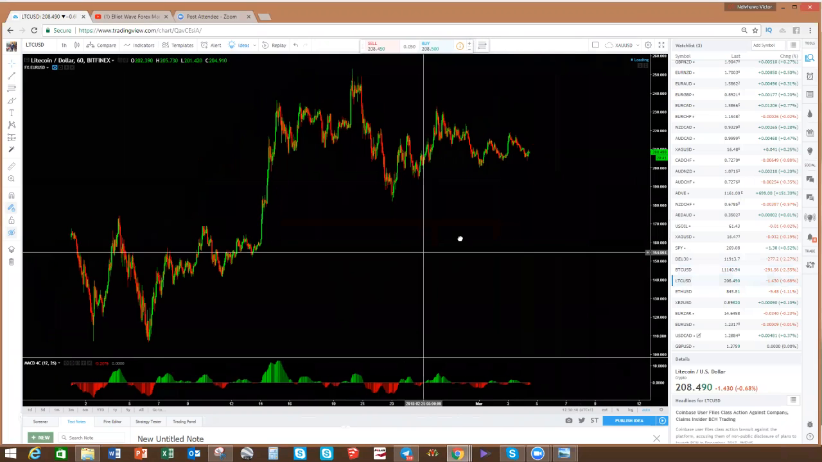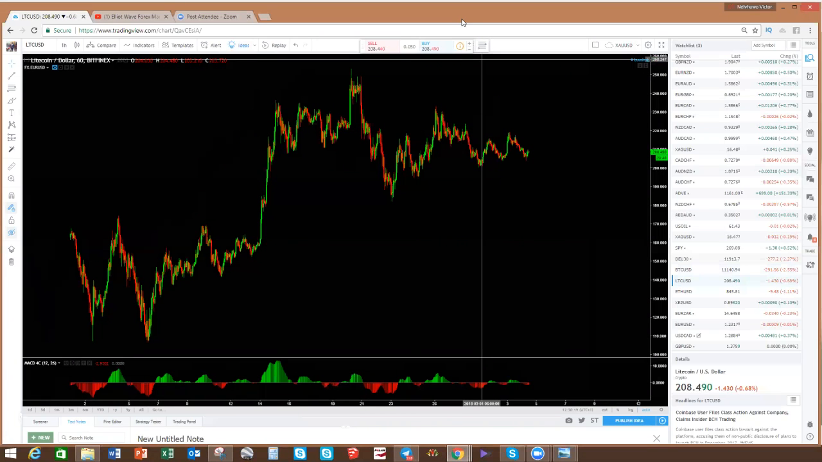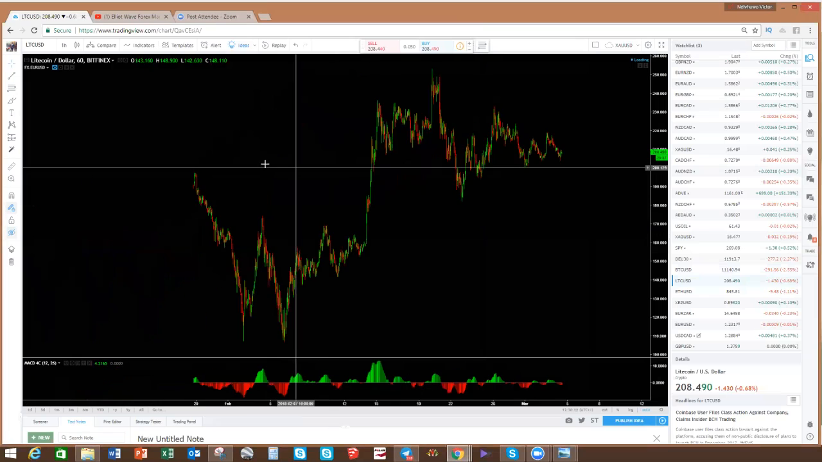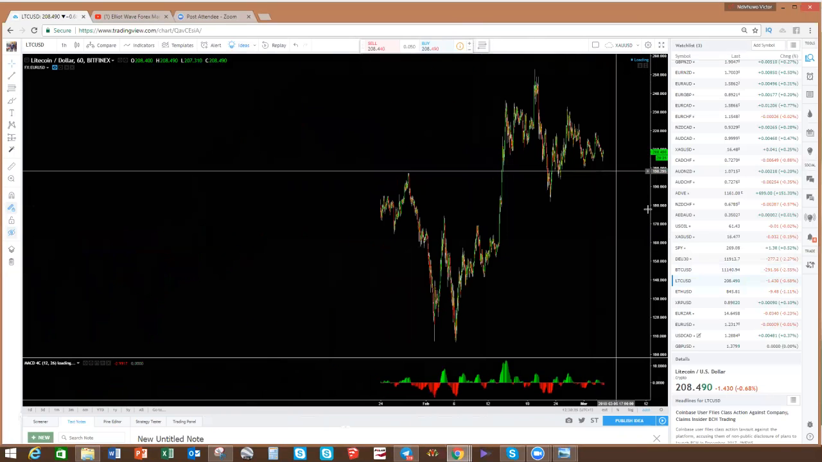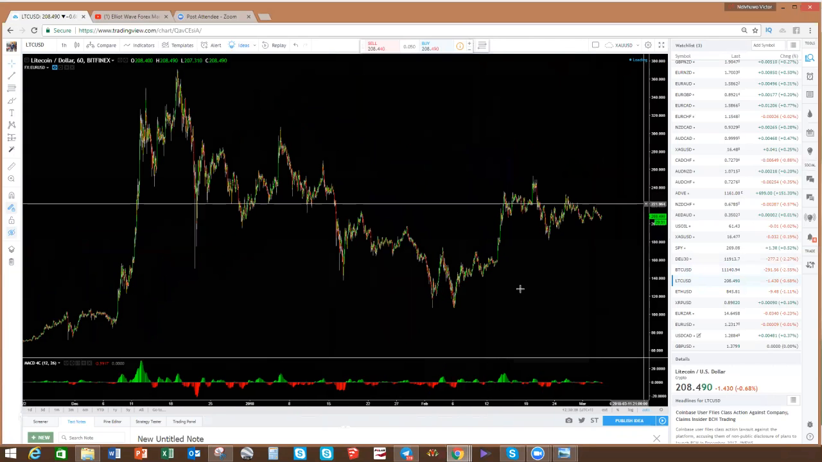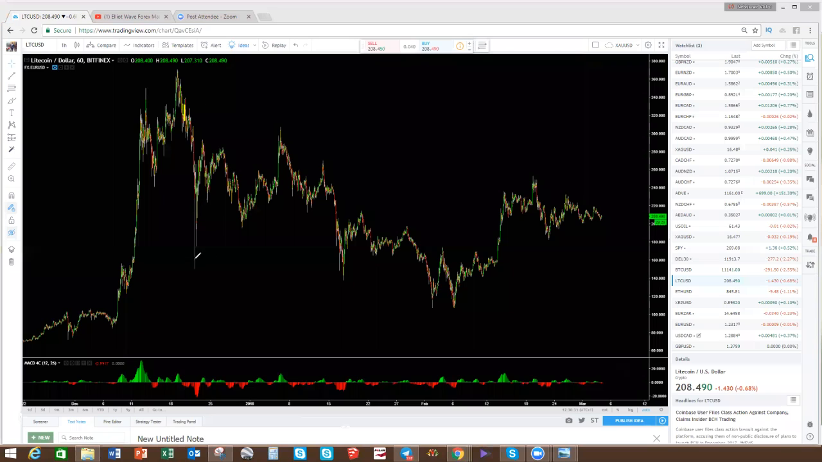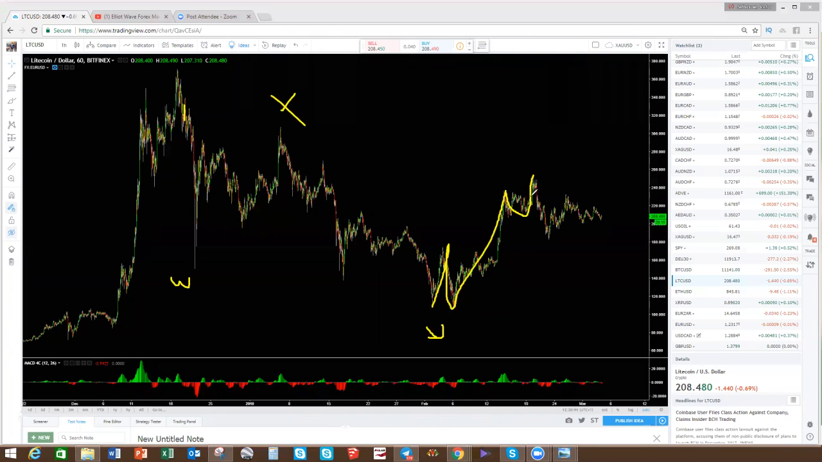So Litecoin, not too different from Bitcoin, but you can clearly see that you've got, similar to Bitcoin, a WXY move here, and now here you're getting a 1, 2, 3, 4, 5. Now you're getting an A, B, and then this B looks like it's getting complex.